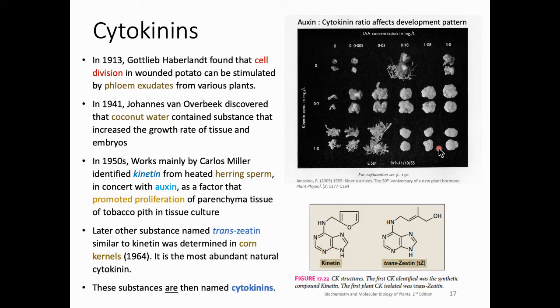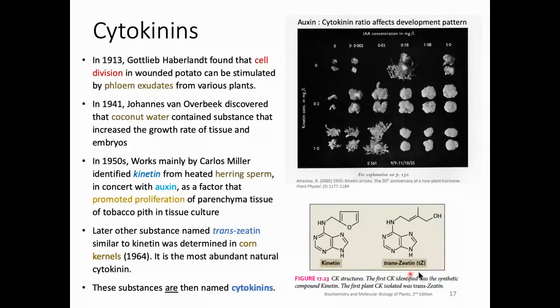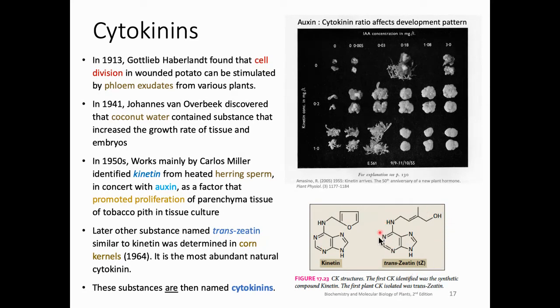Here is the structure of cytokinin. So this is kinetin, and this is zeatin, which is the naturally occurring cytokinin in plants. The structure is quite similar, and actually kinetin can be synthesized by humans as well.